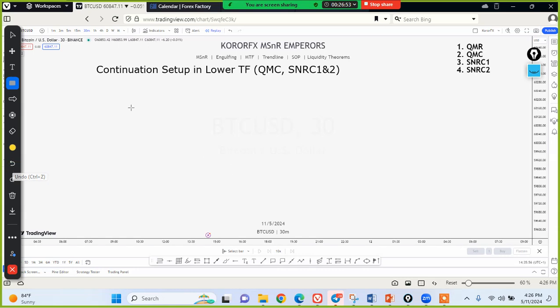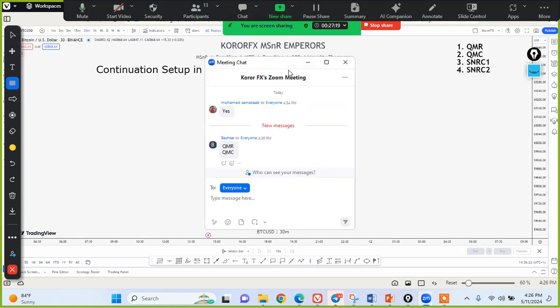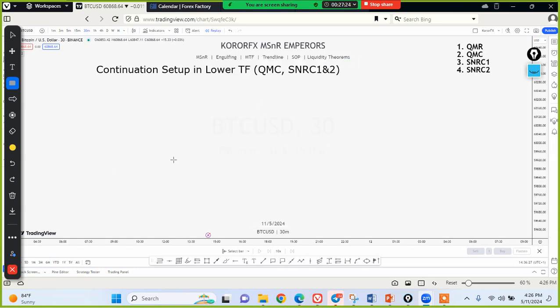You know the QMC, you know the QMR. So you have to learn about the SNRC1 and SNRC2. If you guys know about the engulfing that I have mentioned, I have told you what the engulfing is and what the drop base drop and rally base rally is. So we have to understand the QMR and QMC. Now I want to give you an illustration about SNRC1.